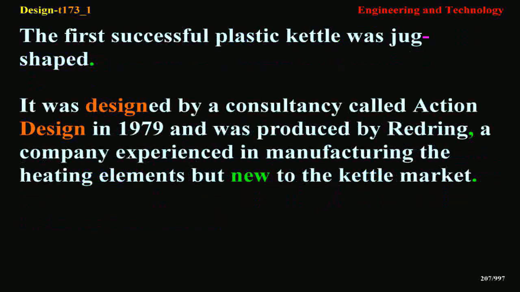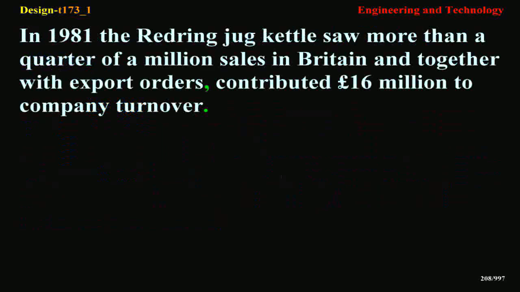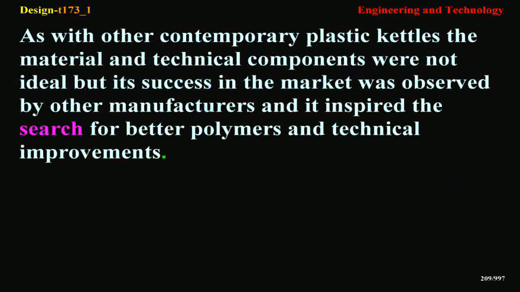The first successful plastic kettle was jug-shaped. It was designed by a consultancy called Action Design in 1979 and was produced by Red Ring, a company experienced in manufacturing the heating elements but new to the kettle market. In 1981 the Red Ring jug kettle saw more than 250,000 sales in Britain and together with export orders, contributed $6 million to company turnover. As with other contemporary plastic kettles, the material and technical components were not ideal, but its success in the market was observed by other manufacturers and it inspired the search for better polymers and technical improvements.